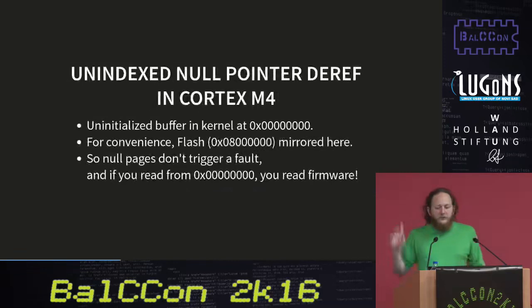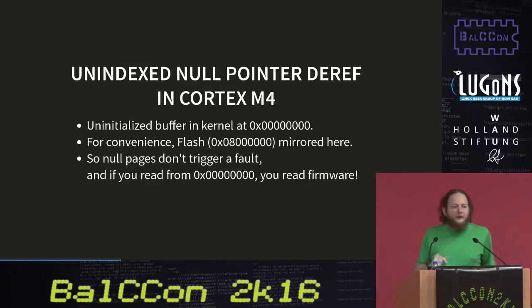In the Cortex-M4, because there's this uninitialized buffer pointing to 0 that you can read from, flash, which is normally at 0800 and change, gets duplicated here. And if you read from it, you get a copy of it. So null pointer pages don't actually trigger a fault when you read them. They give you a copy of the code.